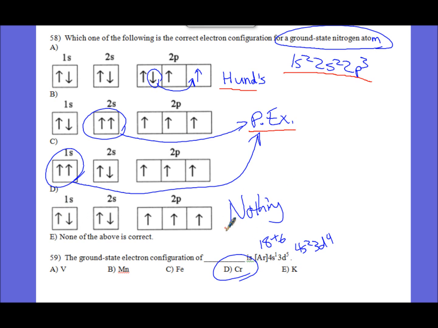I don't know why I wrote nothing down. That should be nitrogen. I'll just scratch through that. There's nothing wrong with it, I guess. We have 1s2, 2s2, 2p3. The electrons are spread out using Hund's rule. Everything's great there.